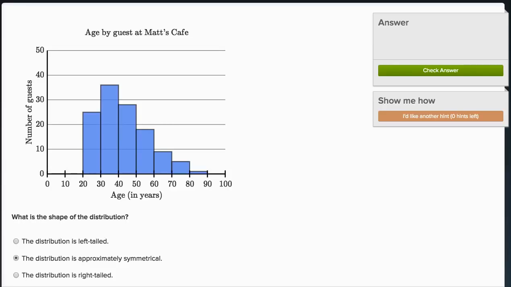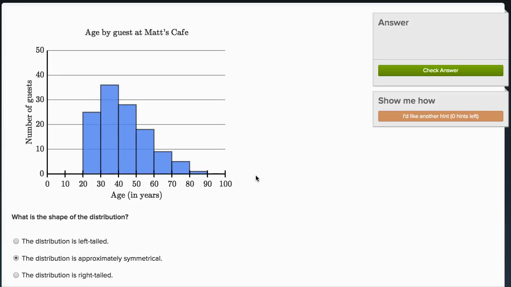So what I want to talk about now are shapes of distributions and different words we might use to describe those shapes. Right over here, we're talking about Matt's Cafe, and we have different age buckets. This is a histogram, and in each bucket, it tells us the number of guests in that age bucket. We don't have any guests under the age of 20. We have a reasonable number between 20 and 30, a lot of guests between 30 and 40, and a reasonable number between 40 and 50. And then as we get older, we have fewer and fewer guests.